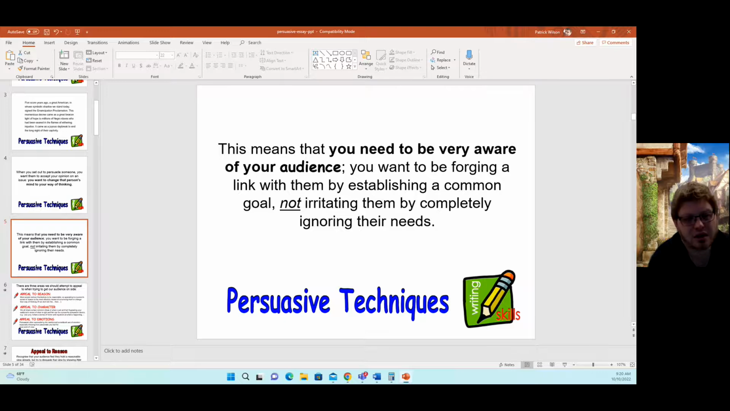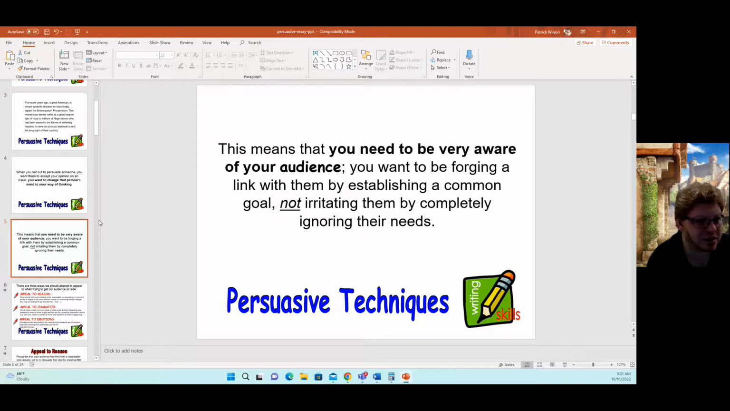But of course, you do see certain politicians sometimes appeal only to their base. Sometimes that's good, sometimes that's bad, because you're only appealing to the people that you know are going to come out to vote for you. But at the same time, you want as many people to come out to vote for you. So you want people from all shapes and sizes of life to be able to get all your votes. So this means that you need to be very wary of your audience. You want to be forging a link with them by establishing a common goal, not irritating them by completely ignoring their needs. So you want to keep that in mind.